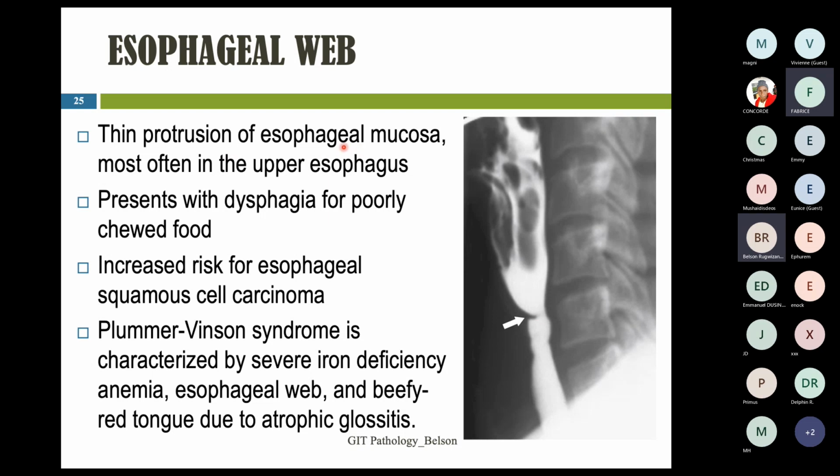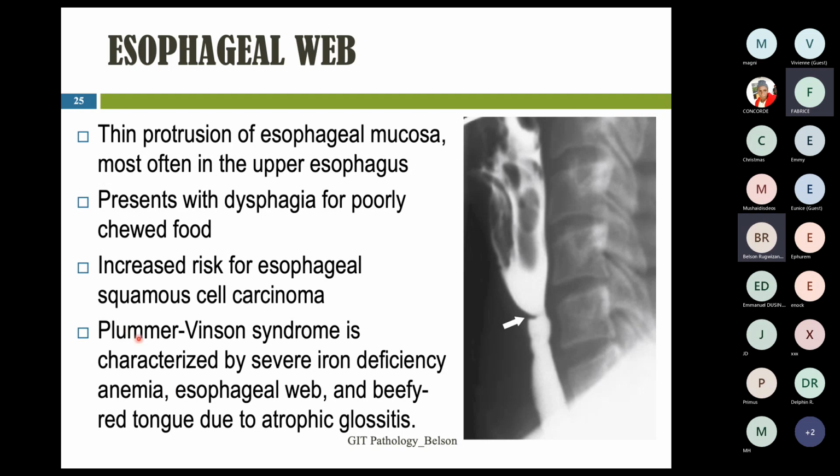So is a protrusion of esophageal mucosa, most often in the upper esophagus, present with dysphagia for poorly chewed food. When ibiri fluid cyane biratambuka, ariko ibiri solid birumvikana, poorly chewed food ntabwo bizatambuka. So these people, they have an increased risk of esophageal squamous cell carcinoma because uko amira habaho irritation ahangaha, cyangwa uko yamize ibiryo yagenda bikatinda bikora irritation, risk of inflammation and so on.